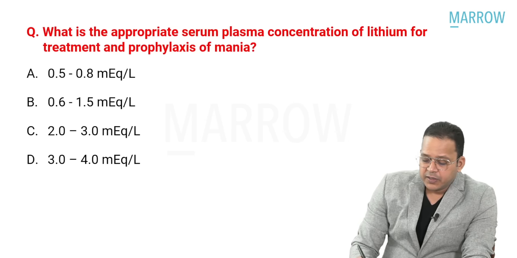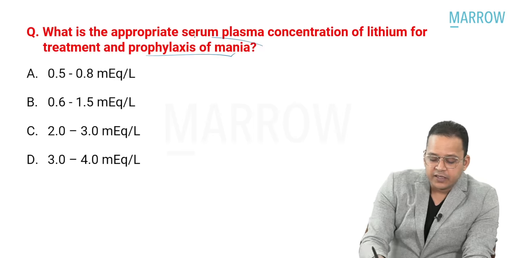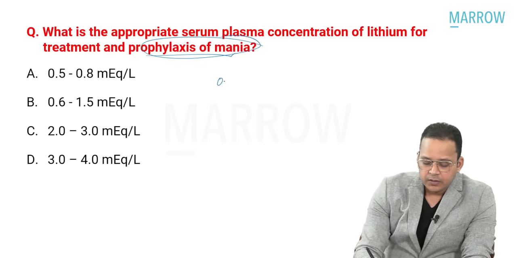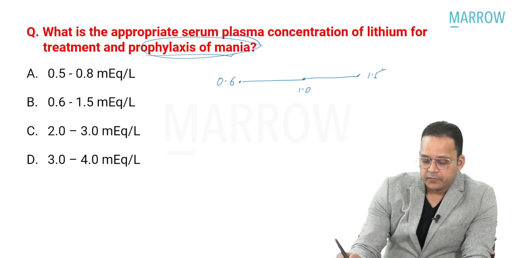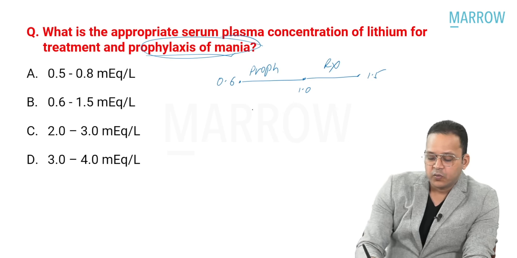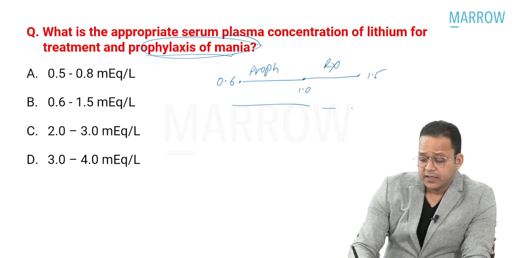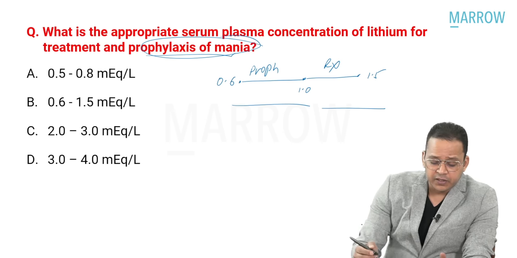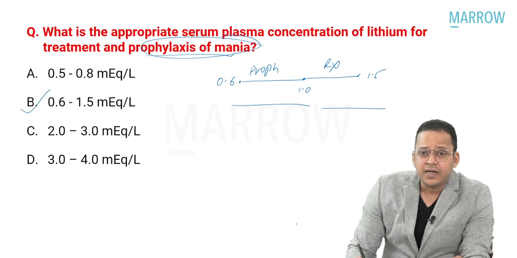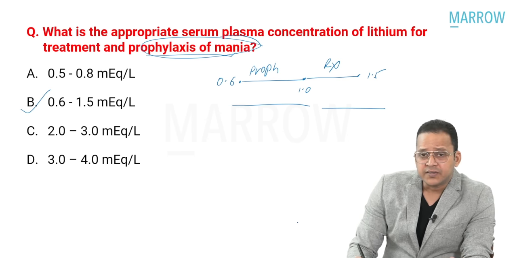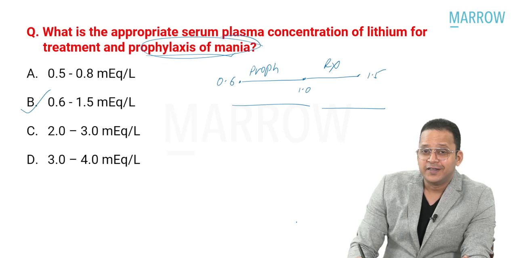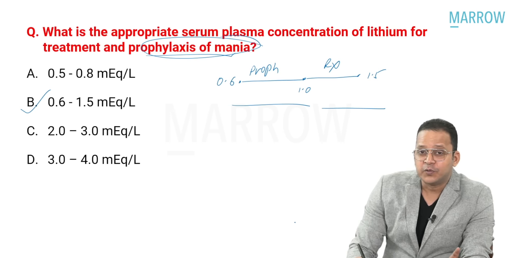Which is the appropriate serum plasma concentration of lithium for treatment or prophylaxis of mania? It's an easy one, guys. The concentration of lithium is from 0.6 to 1.0 to 1.5. So usually for prophylaxis, we follow this. For treatment, we follow this. 0.6 to 1 milliequivalent per liter is for prophylaxis. Treatment 1 to 1.5. So prophylaxis and treatment, here the better answer is 0.6 to 1.5 milliequivalent per liter. It's a simple MCQ, and I've told you lithium is a very important drug. Every exam has at least one MCQ on lithium, right?